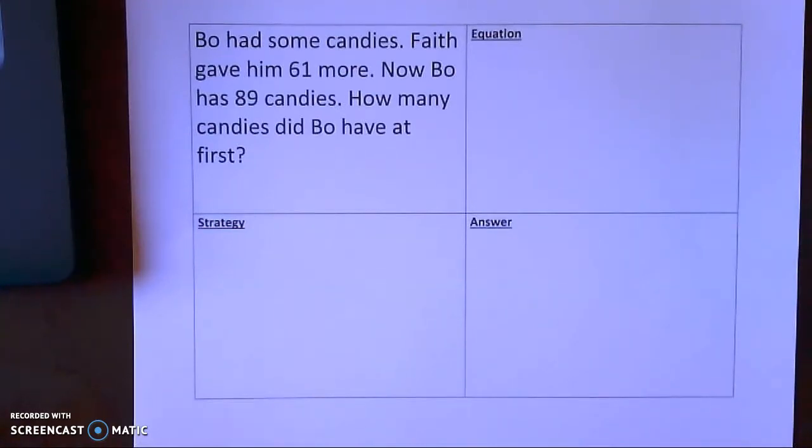If you need to, pause the video and go grab a sheet of paper and a pencil, and you can work along with me. All right, so let's go ahead and get started.